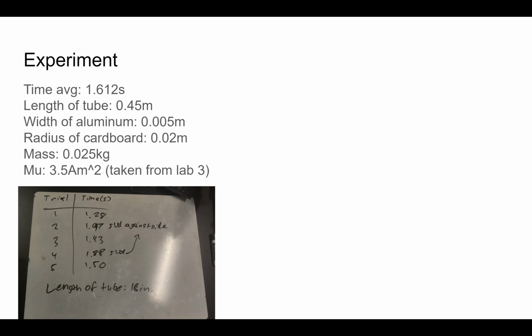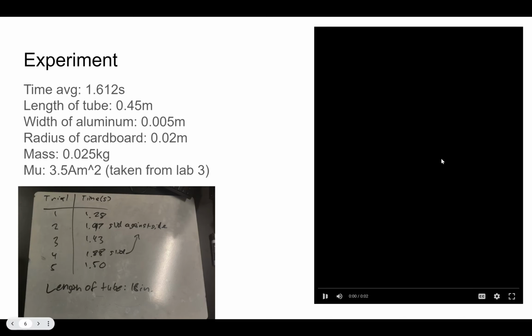Preview results: the experimental time average was 1.612 seconds, and the computational time was 1.79 seconds. So we can see here me dropping the magnet through the tube. And on the left, we can see the set of times that I got. It's pretty varied, and the time average is 1.612 seconds. You can see some of the geometry for the tube there with the mass of 0.025 kilos. The dipole moment was 3.5, taken from Lab 3.